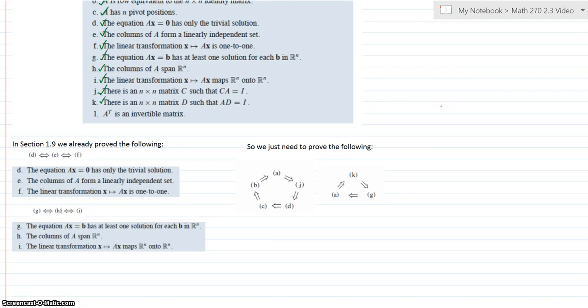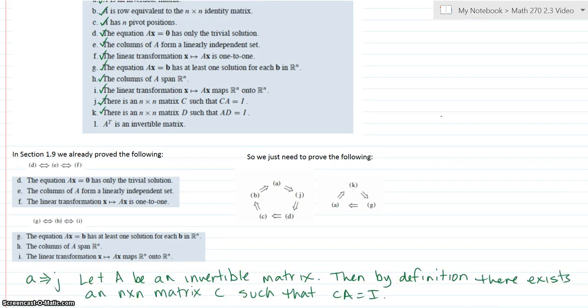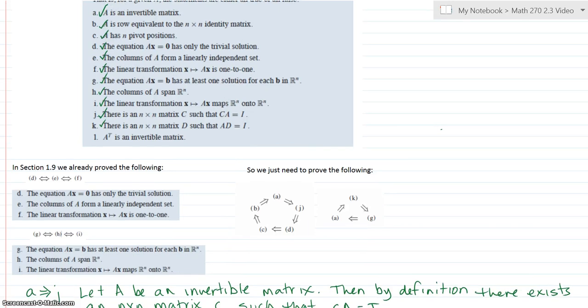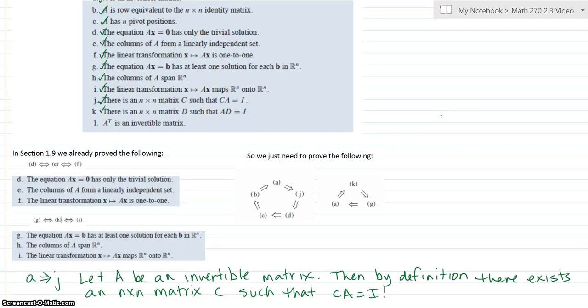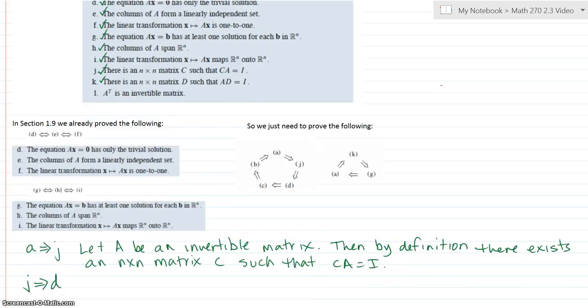So let's go ahead and start. I'm going to start with A implies J. So I'm going to let A be an invertible matrix, which is what part A is. And then we just have this by the definition. Because by the definition of an invertible matrix, there exists an n by n matrix C, such that CA equals I, which is exactly what J is. So that is done.